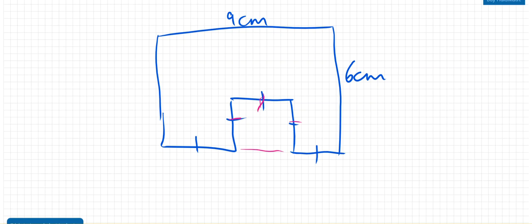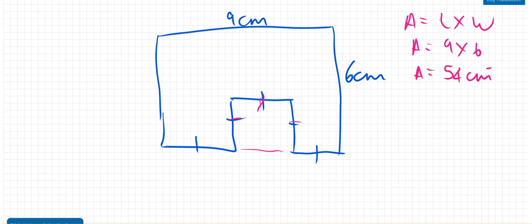So I need to work out, well, if I went 9 times 6, so the area of the rectangle is length times width. Area is 9 times 6. So the area would be 54 centimeters squared. That will be fine, but the problem is this part has been cut out. So I've got to work out that part there, that square, and subtract it from the total area of that rectangle. To do that, I need to work out these lengths here that are all equal.